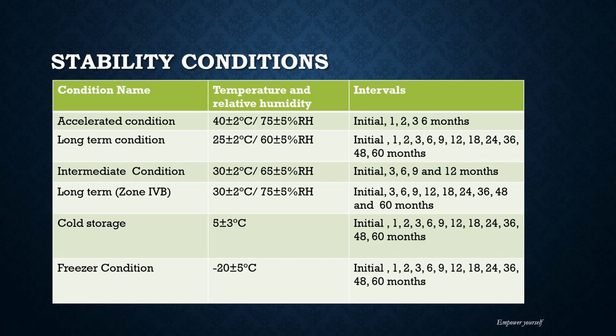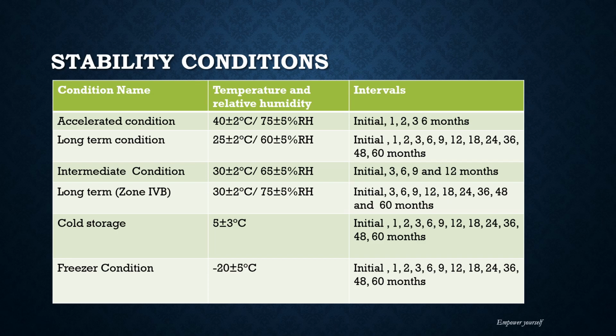The stability conditions include accelerated condition, long-term condition, intermediate condition, long-term zone 4B, cold storage, and freezer conditions. So these are the different kinds of conditions where my product is placed to give the assurance that my product is stable under the influence of time and the environmental factors as well. So let us see the accelerated condition.